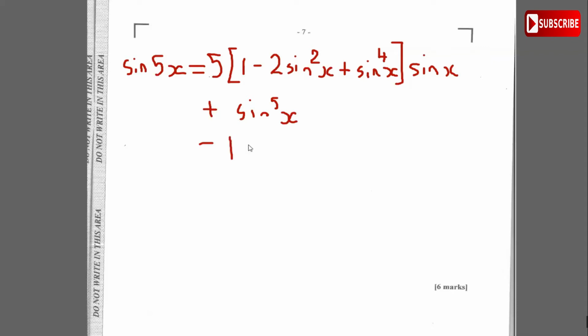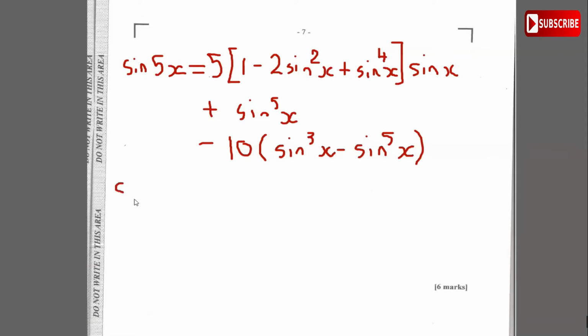Minus 10 times. And we said 1 times sine cube is sine cube. It's minus 10 times sine cube of x. And then we said sine square times sine cube, so it becomes minus sine to the 5th of x. Nice and easy so far. Now that we have this, all we need to do is simplify this expression.